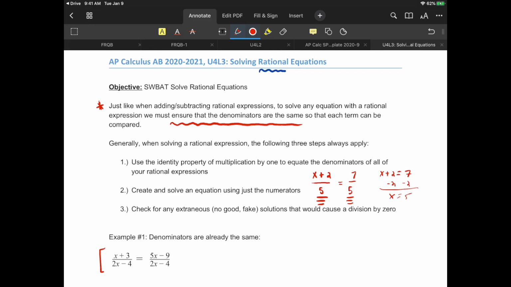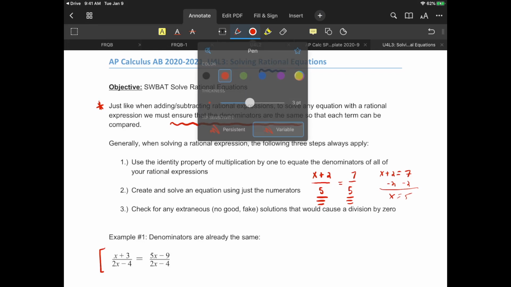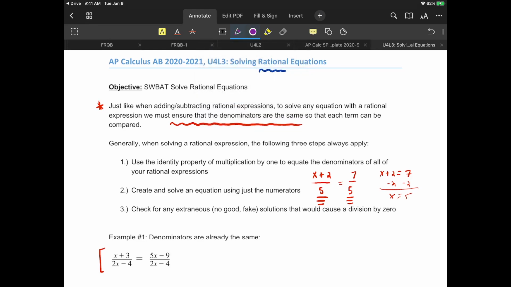So we're going to be doing that for a few more complicated examples when we have variables in the denominator. And when we have variables in the denominator, something is going to happen, and we'll get to it later, where you're going to have to look for extraneous, which means extra, no good, fake solutions that would cause division by 0.